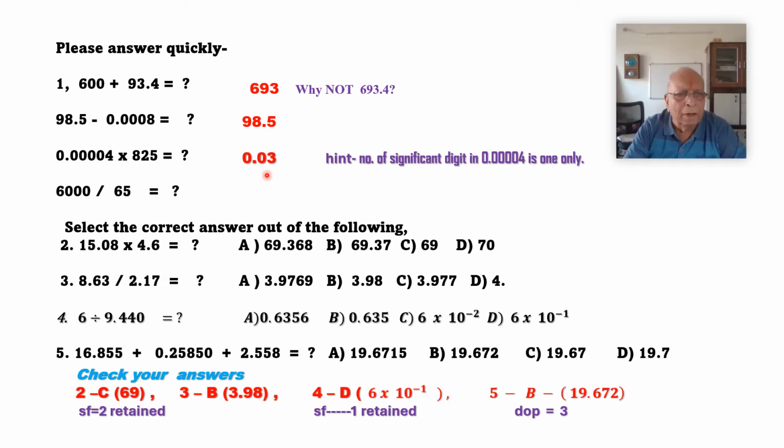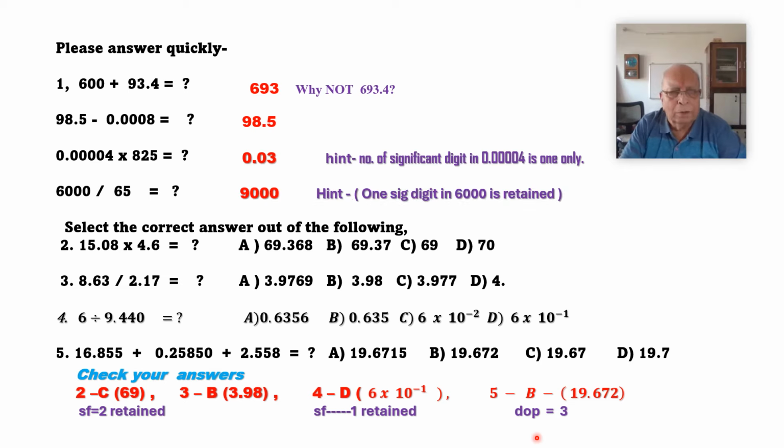And again, here are certain questions. I suppose you must have solved it. The answer is given here, and also explanation. How many significant figures are retained? Like that, please go through it, and you will feel it convenient. If you answer these questions, you will definitely feel confidence in answering another question also, similar related question. Here the answer is 9,000. Again, one significant figure. So that's there.